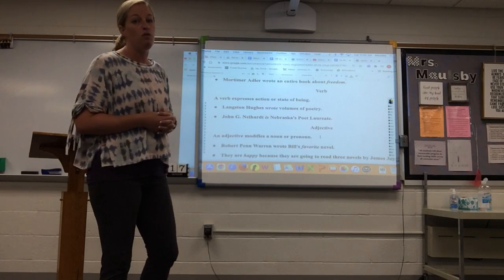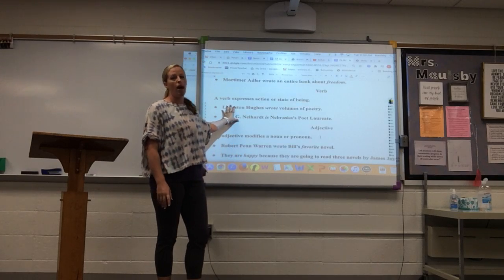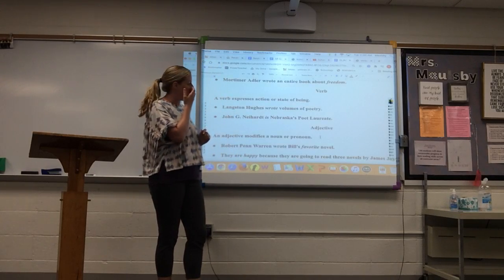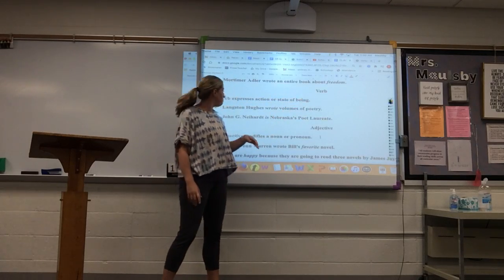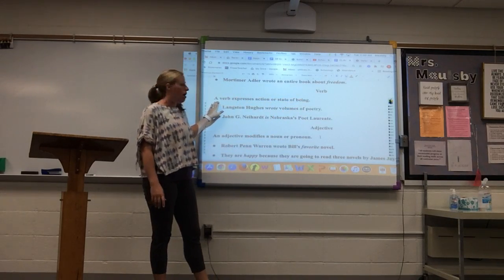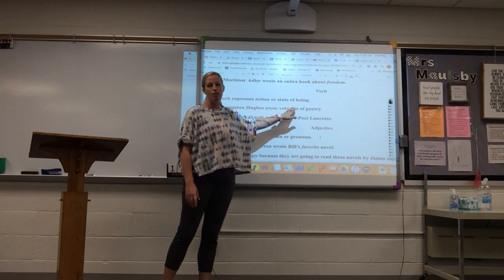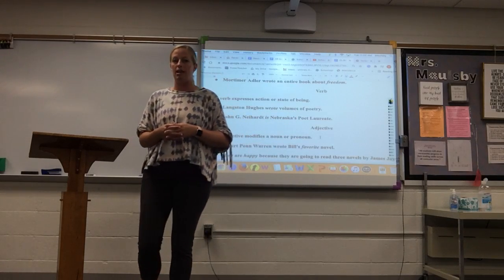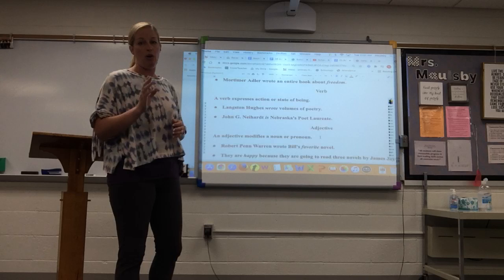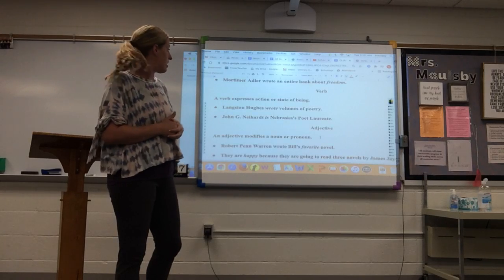If we move on to verbs, and you open up that part of speech document or your writing notebook, it can be found in several different places, you will see that verbs follows nouns. The definition: a verb expresses action or state of being. A lot of times we're very good about knowing that a verb expresses action, but we're not as good about knowing that it expresses state of being. And I'll explain that a little bit here in a second.